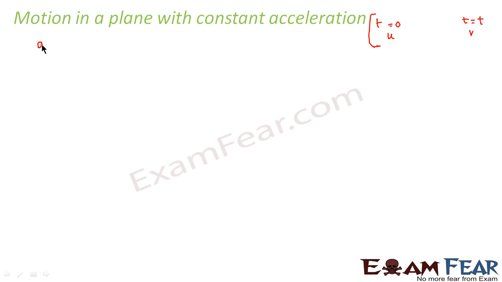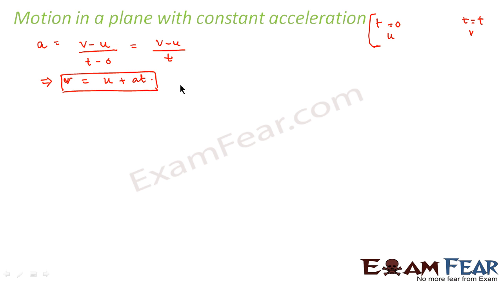Now what would be the acceleration of the body when it moves from u to v? The acceleration would be equal to change in velocity, that is v minus u, divided by the time taken. So time taken is t minus 0, so this is equal to (v minus u) by t. So we get v is equal to u plus at. This equation is similar to what we studied in one-dimensional motion.